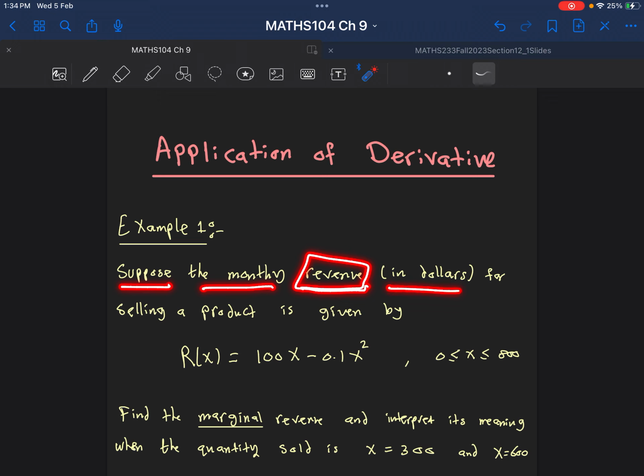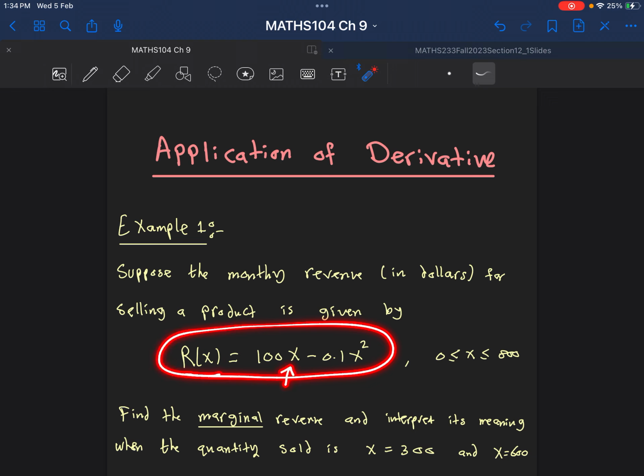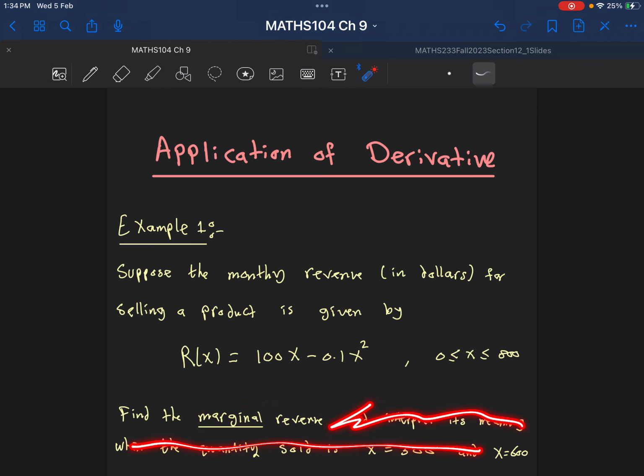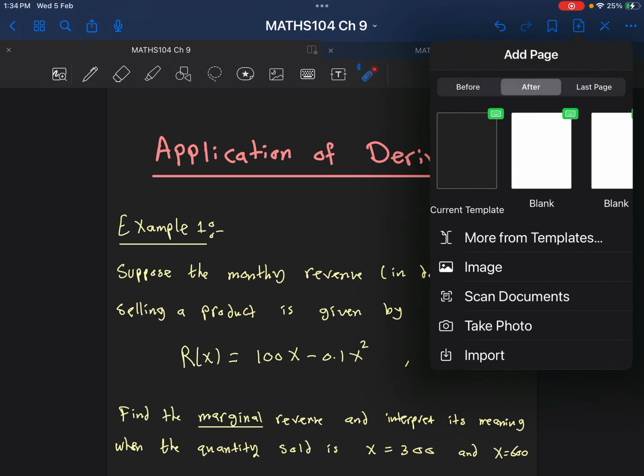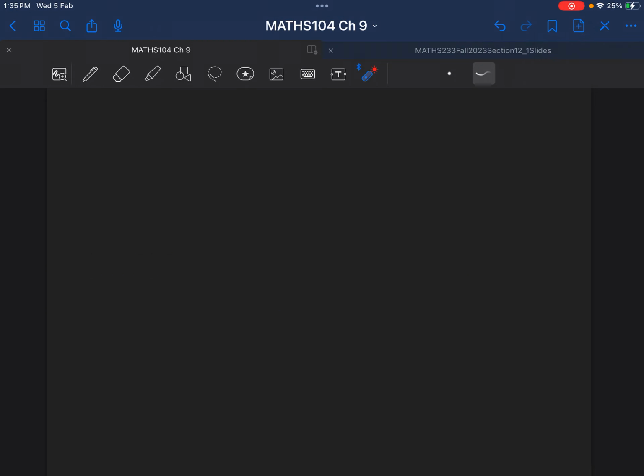Suppose the monthly revenue, and remember, revenue is something that comes in dollars, which means the amount of money that we'll get back after selling a product. Suppose the revenue is given by this, where x is the number of products sold. And suppose that the company can only sell up to 800 units. The first part is we need to find the marginal revenue, and then we will see what we need to do next. So I'll go to the next page.